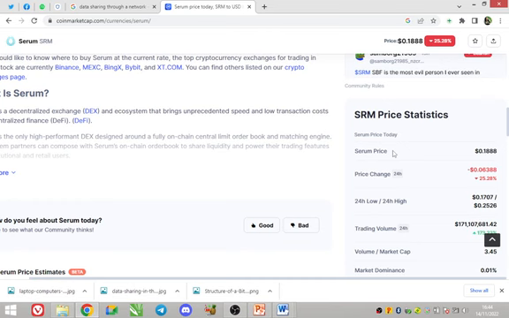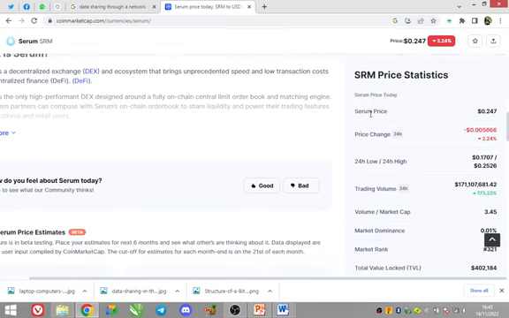From the top, all these are just headings or tags of these figures. Now you can see the actual price. The Serum price now is $0.247.